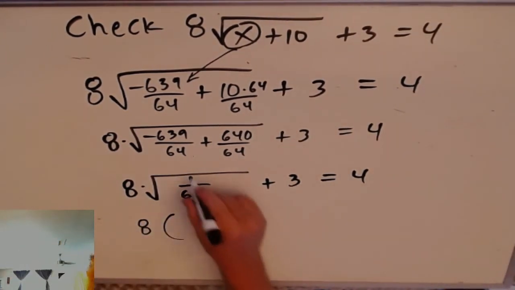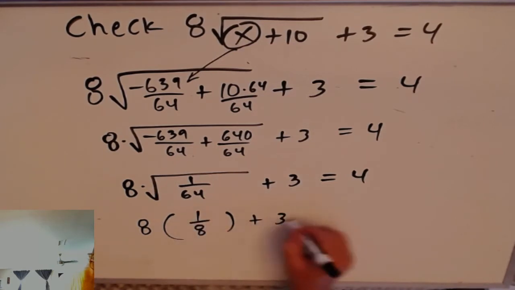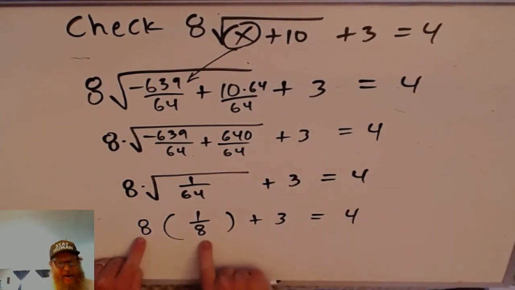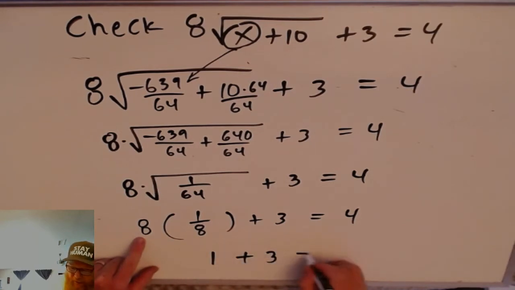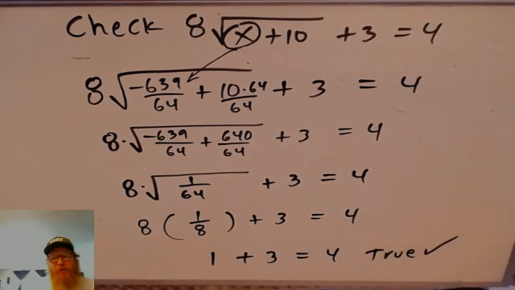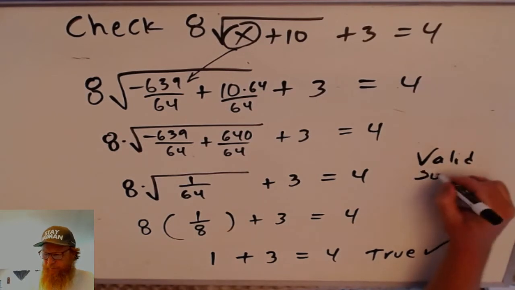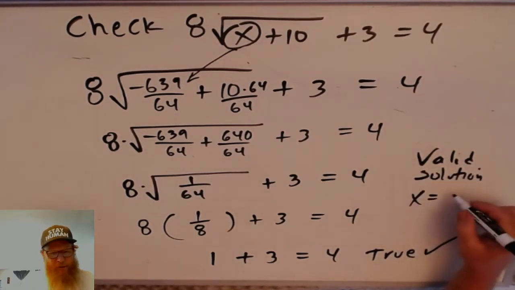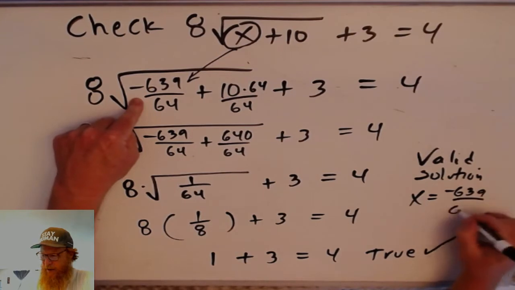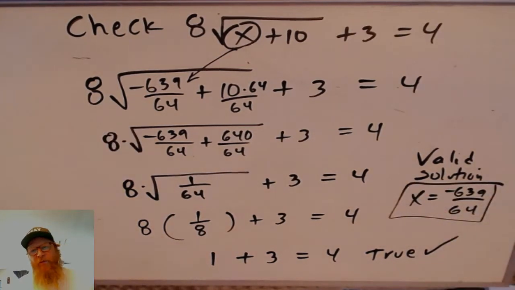The square root of 1/64 is 1/8. 8 times 1/8 is 1. And that is, of course, true. So, you know, we could have trusted it. This is one of the times where I would have gotten away with it. But the next time, you might not get away with it, so you've got to be a little bit more careful. And so that means the valid solution is negative 639/64. That was correct.